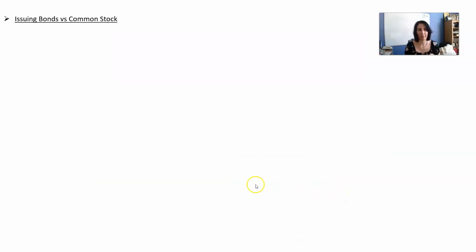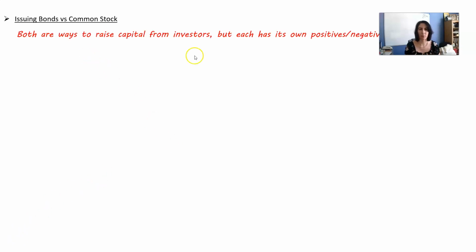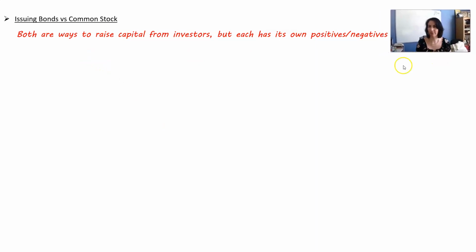Okay. Issuing bonds versus common stock. The idea is that we're looking at ways that a business could fundraise. Both are ways to raise capital from investors, but each has its own positives and negatives.